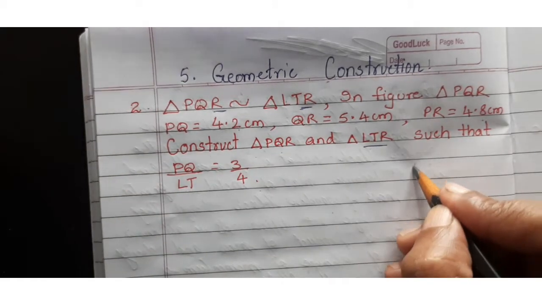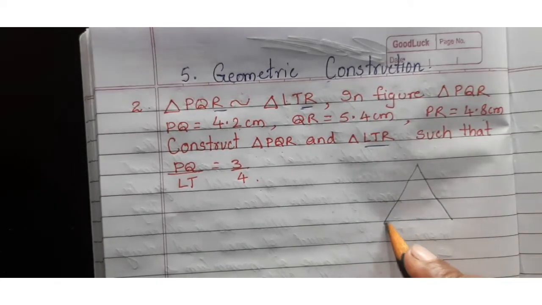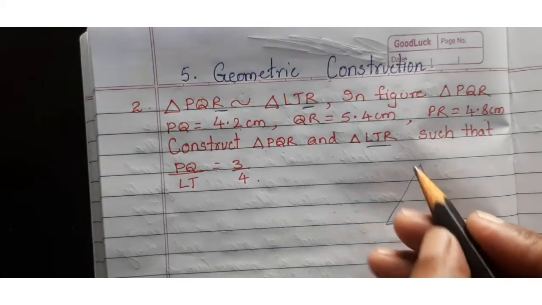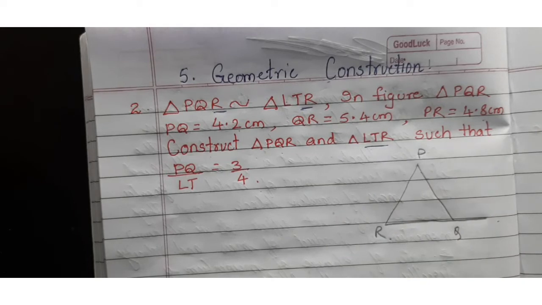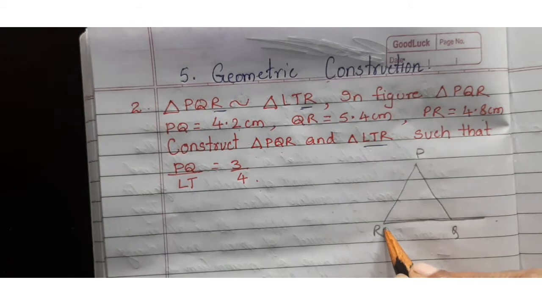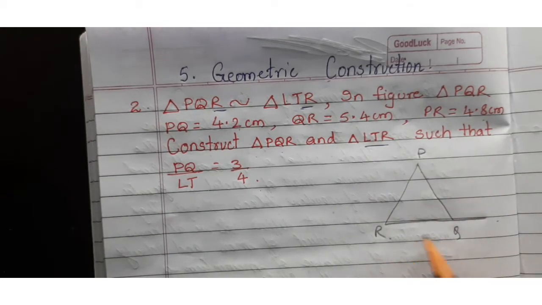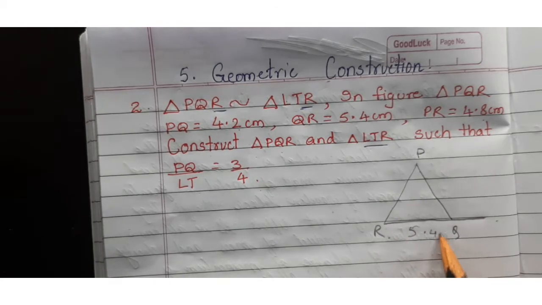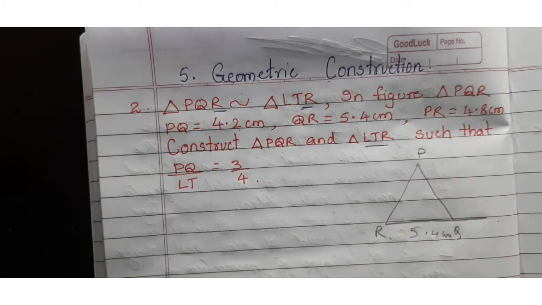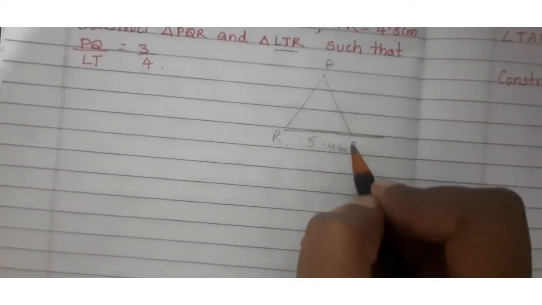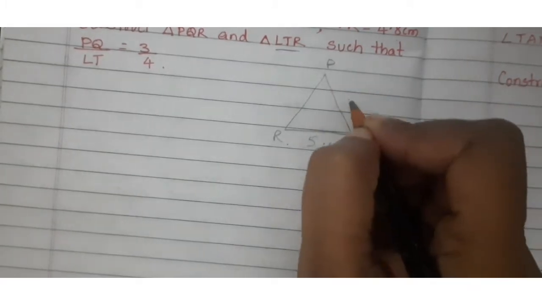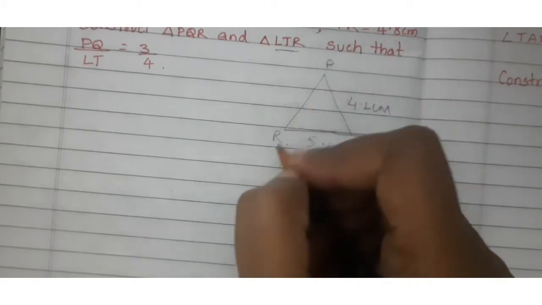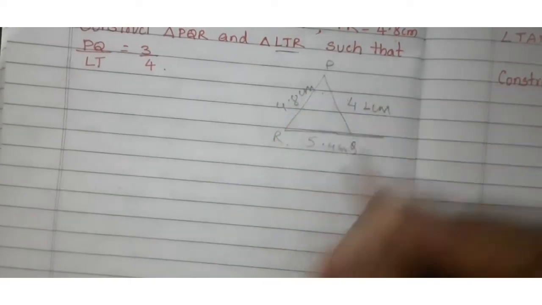So here triangle PQR, R should be the base, right? So here I take P, Q and R, as R is a common vertex, right? Now here RQ is given to us as 5.4 centimeter. PQ is given to us as 4.2 centimeter. PR is given to us as 4.8 centimeter. Now we will do the construction.